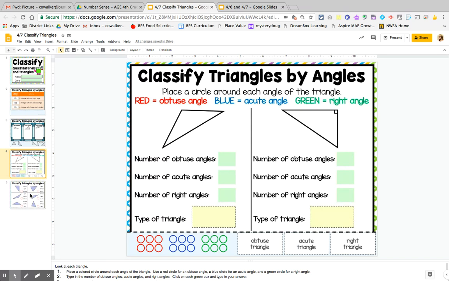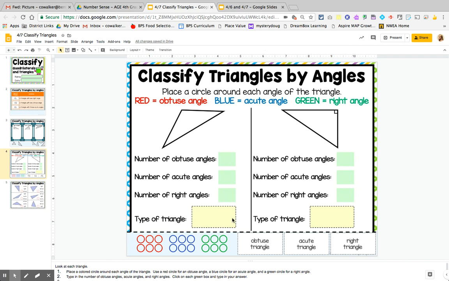If you look at slide 4, it says place a circle around each of the angles of the triangle. So you can see that a red should be an obtuse angle. There are 3 different angles in this shape. So you're going to put a red one around the obtuse angle, a blue one around the acute, and a green around any rights. You can move these down here with just your mouse. And then you need to fill in right here in these little green boxes how many of those angles. And it's okay, there's only 3 angles. If it's an acute triangle, remember, it's going to have 3 acute. So there might be zeros in some of these boxes, and that's okay.